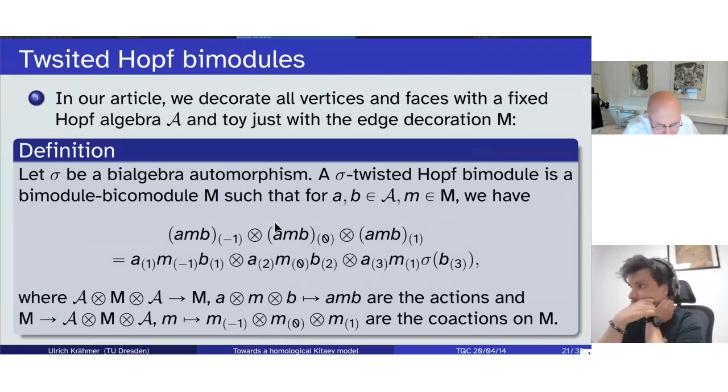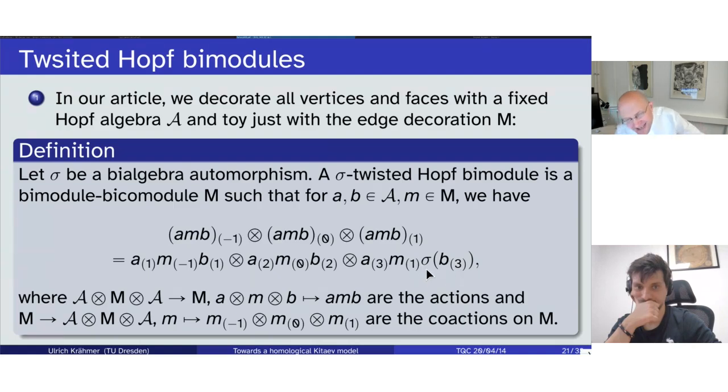And now the compatibility condition is this. You could first act with a and b on m, and then you do the two-sided coaction. This is this side. And I want this to be the same as this. I first coact, so I get m_{-1}, m_0, m_2, m_1. And then I act from the left with what I get by applying the coproduct in A twice to small a. So I get a_1, a_2, a_3. And I act from the right with b_1, b_2, b_3. But at the end, I apply that sigma.